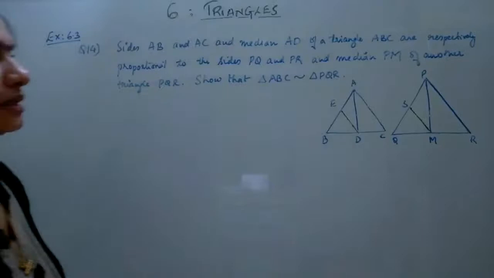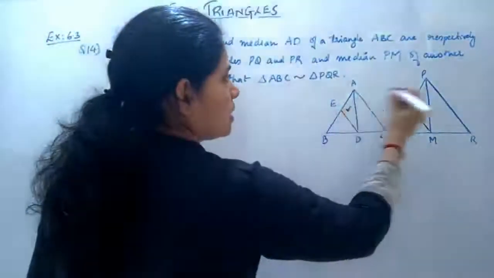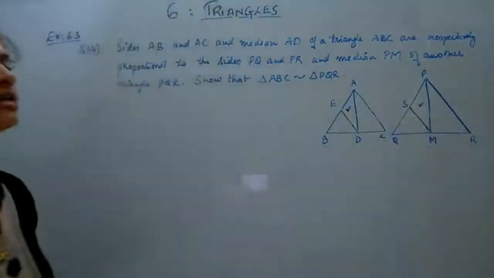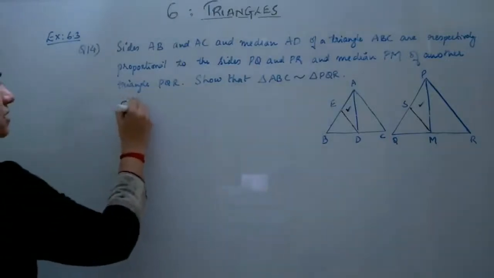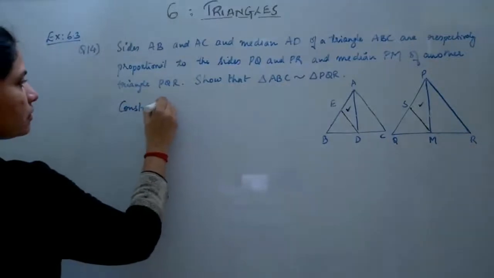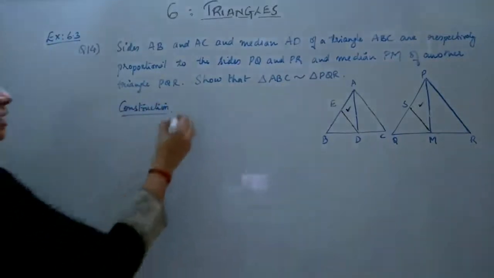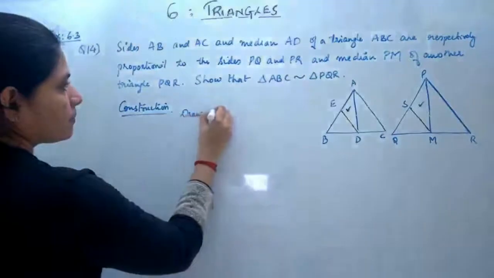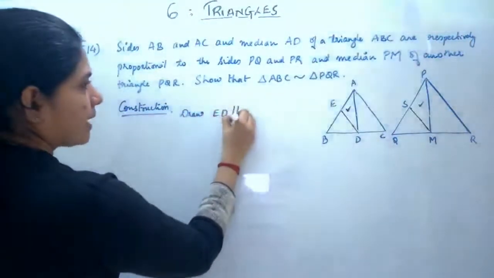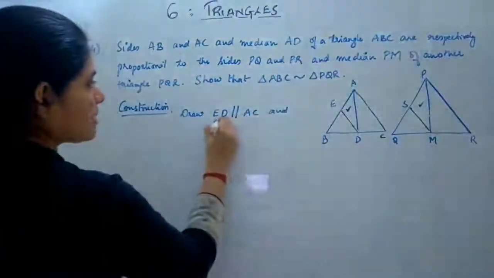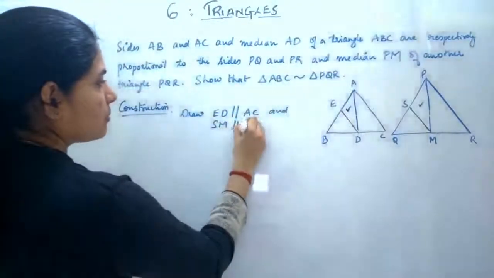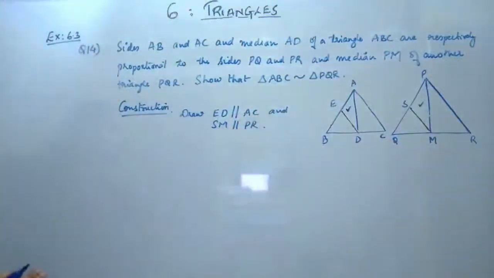Why we are doing this is that our purpose is to show that the smaller triangles which we are constructing are similar. So the first part is the construction. For constructing, what we are doing is: draw ED parallel to AC and SM parallel to PR. This is our construction.